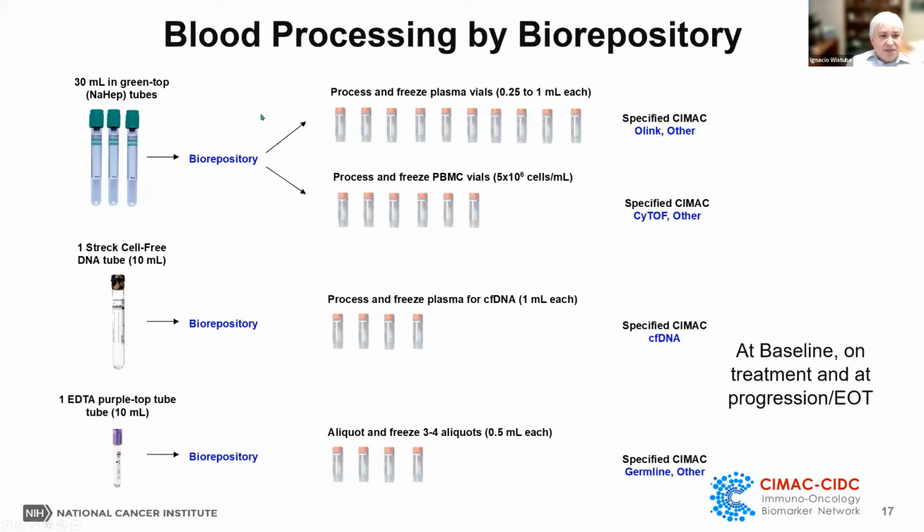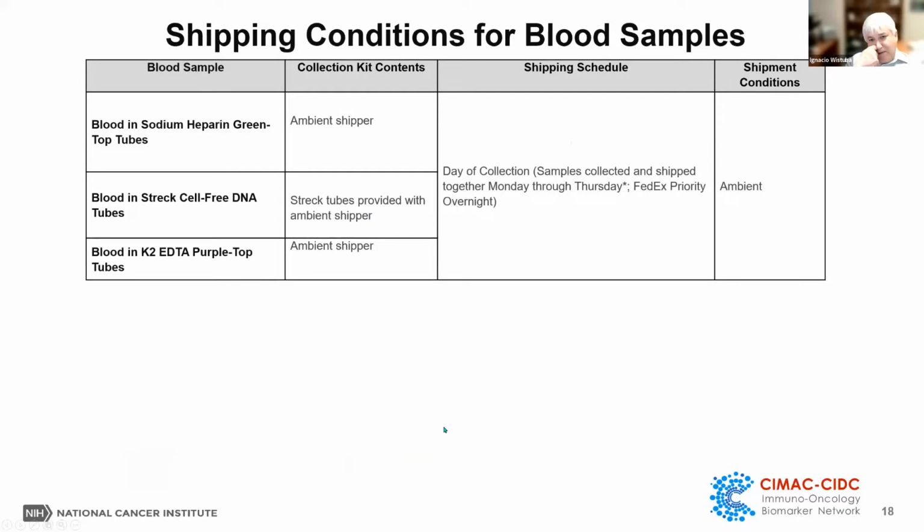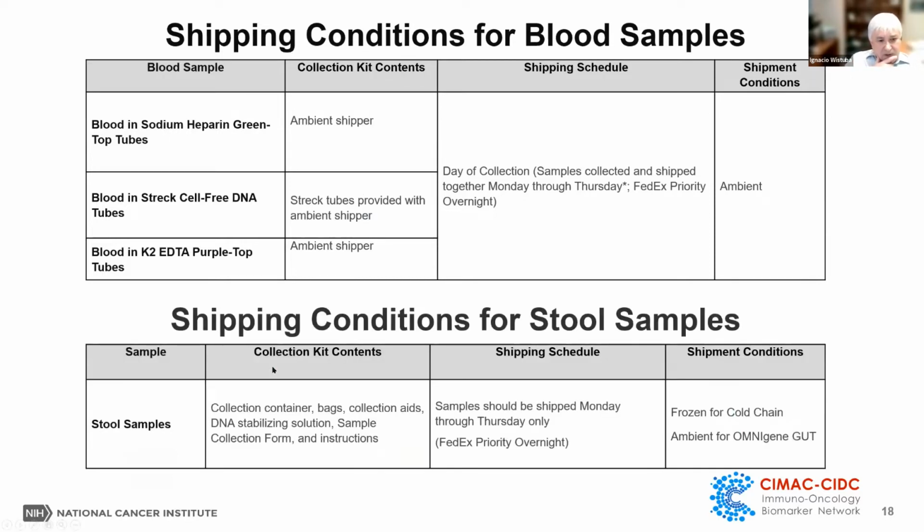Then we also have special information for the biorepositories that are going to receive these samples from the clinical trial site, on how many aliquots can be prepared for the different assays that we have considered. Most of the blood samples can be kept at ambient temperature, unless you have developed derivatives from this blood, like DNA or RNA. However, stool specimens, depending on the kit that we're using, have to be submitted with a cold chain or at ambient temperature, if they have the right stabilizer for the material of the specimen.